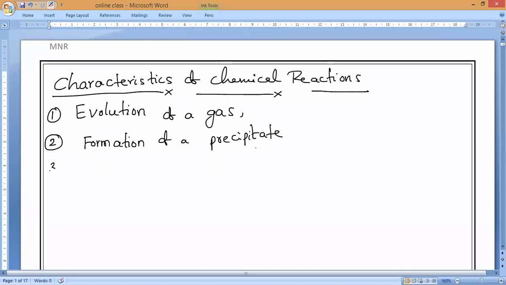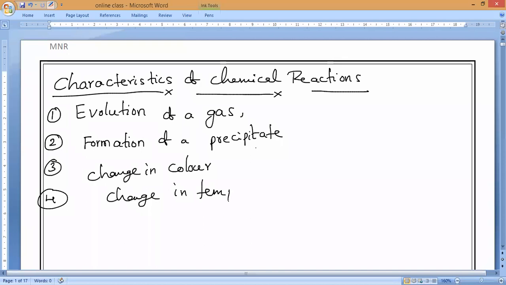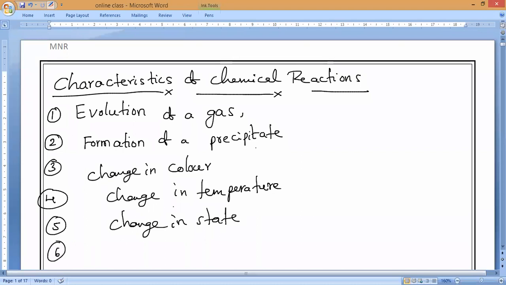Next, the third one is change in color. The fourth one is change in temperature. The fifth one is change in state. And the last one is change in odor. Change in odor means, as I told you, smell. Understood? That is smell, change in odor. Now, one by one, we will discuss.